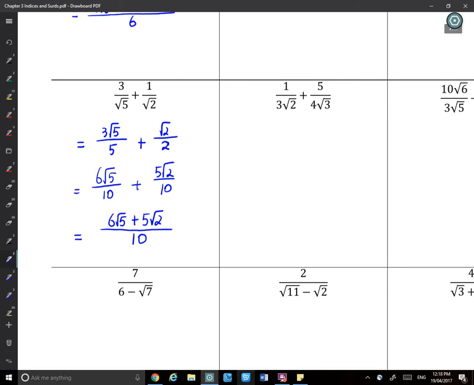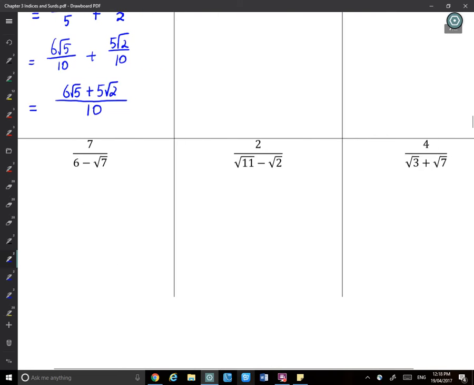Even though it's adding together, they are still single term denominators. The 5 and root 2 are not adding together; they belong to 2 different fractions, added with a single denominator.